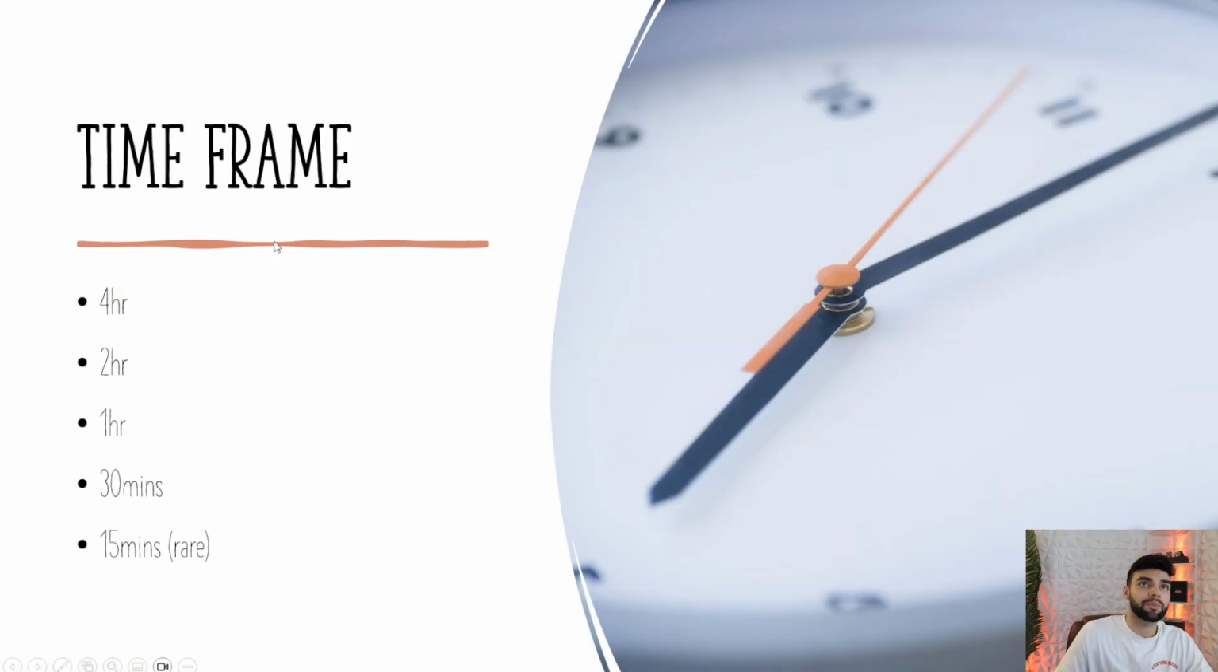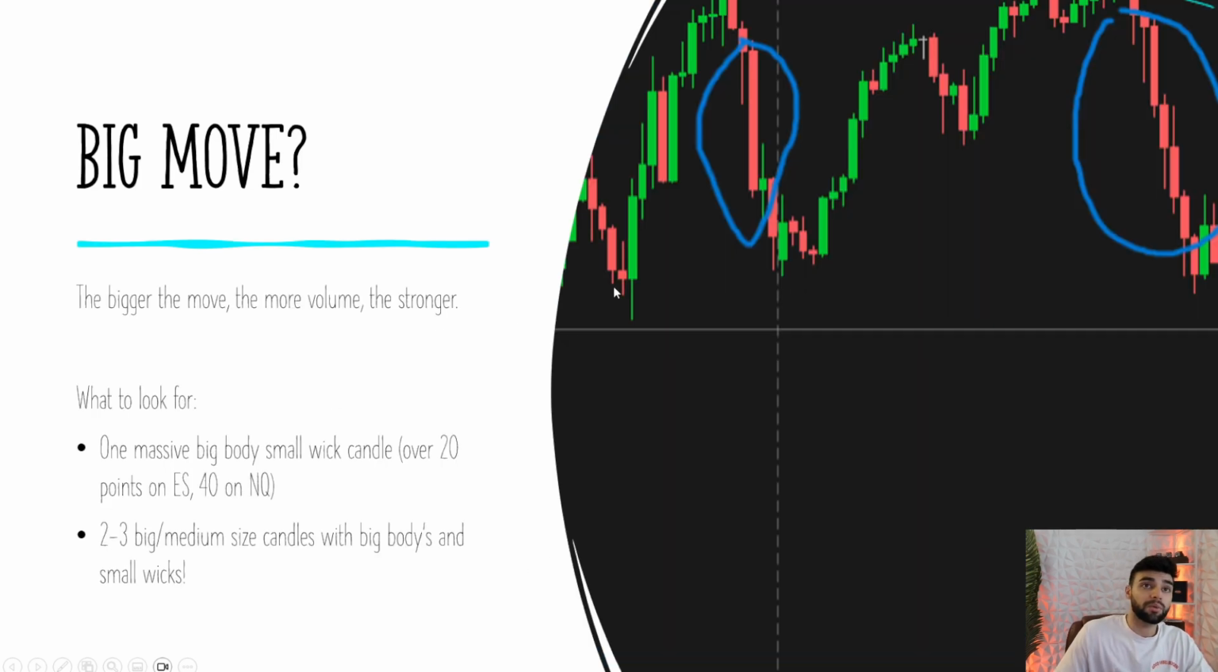Now, the time frames I draw these on are the 4-hour, 2-hour, 1-hour, and 30 minutes, and sometimes I'll go down to the 15-minute and draw these zones. So what I really want to do is wait for a big move down or a big move up. Right now, let's just talk about supply. So I'll wait for a big move down, then I'll identify the consolidation before that for my zone. What a big move actually means is one massive big body candle with small wicks, or 2 to 3 big/medium candles with big bodies and small wicks. Small wicks are very, very important on the time frames.